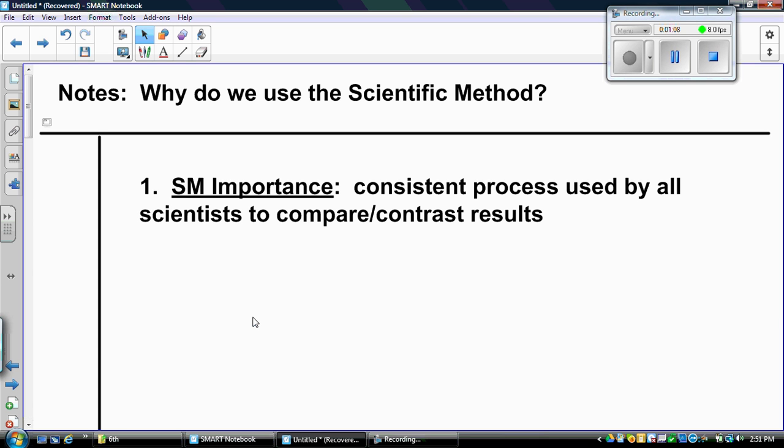Okay, the scientific method, I always abbreviate SM, is a consistent process used by all scientists to compare and contrast results. So this is a process that all scientists follow. And because all scientists follow this process, we're able to, again, compare and contrast different results across the world. So it's just a consistent process that all scientists use.